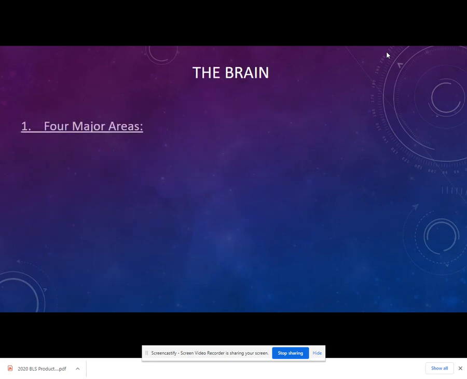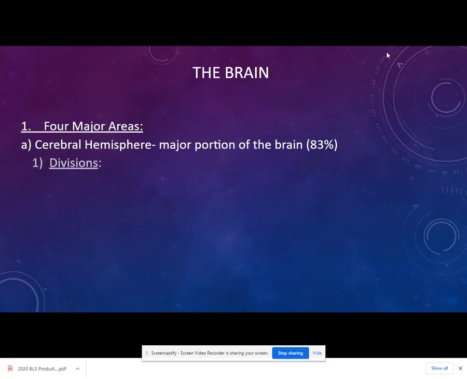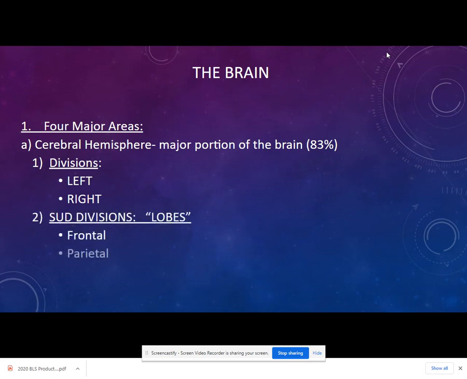So when we go into the brain, the 4 major areas of the brain, we've got the cerebral hemisphere. That's the main portion. When we think of a brain, we think of the cerebral hemisphere. That's the gray matter. There's divisions from there, though, of left and right. And then there's subdivisions of those, which we call lobes. We've got the frontal lobe, parietal lobe, occipital lobe, and temporal lobe. So when we think of the brain, we've got the big section, and then we divide it left and right, and then it goes from divisions from there to lobes.